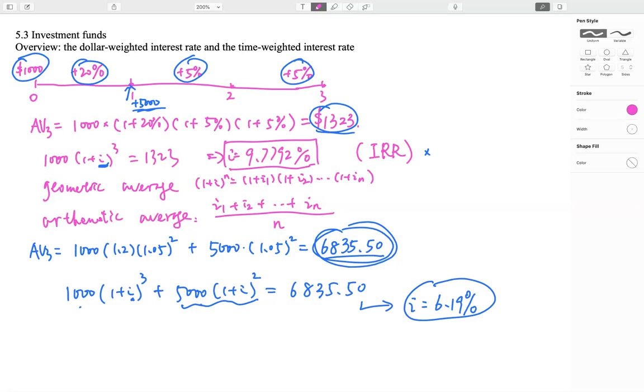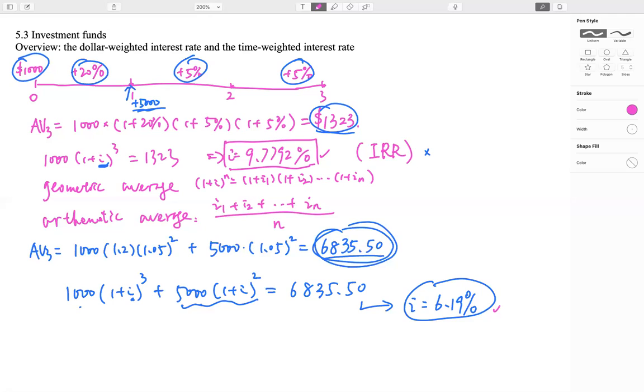So if you compare to the original one, we have confusion, right? As I already mentioned, those two funds pretty much are the same fund. The return in each year is exactly the same: 20% in year 1, 5% in year 2, and 5% in year 3. But we actually arrived at different results. In the first case, it's nearly 10%. In the second case, it's about 6%. So the difference is quite striking, and that's the reason we want to study more.